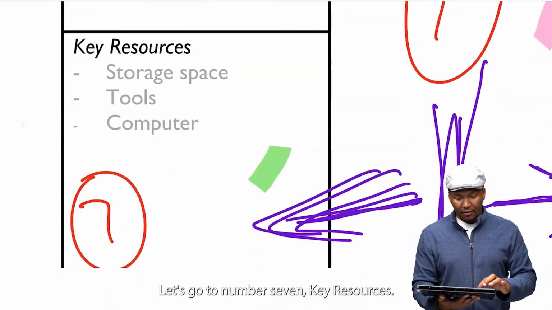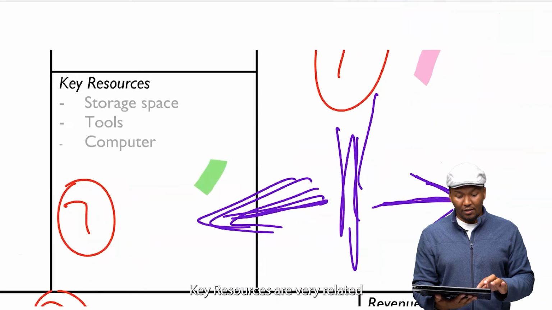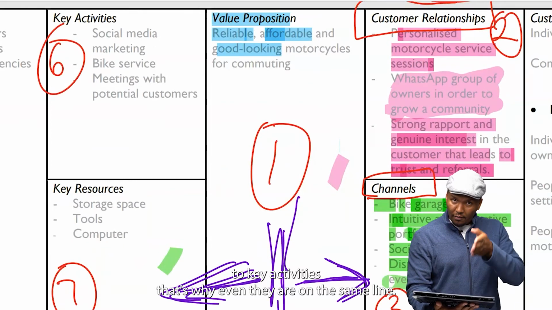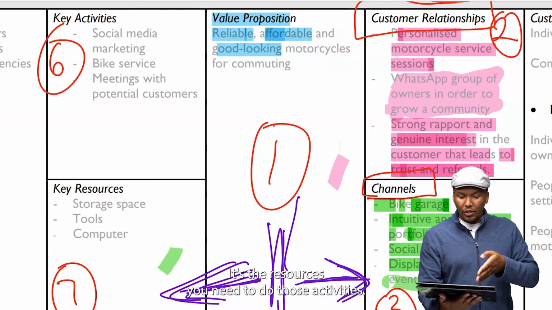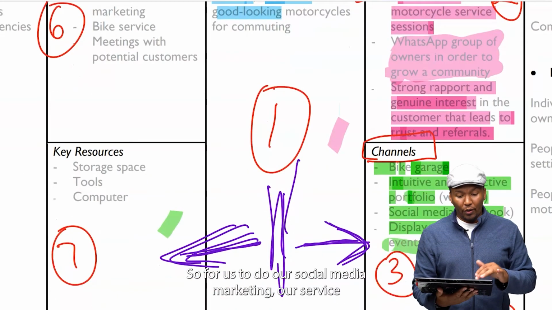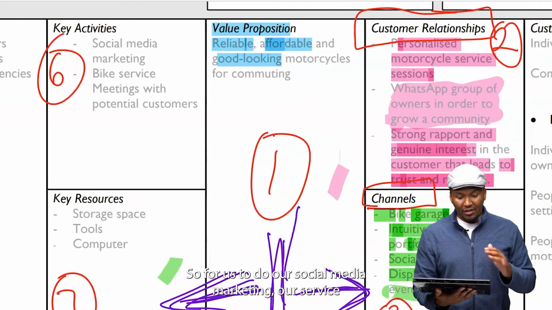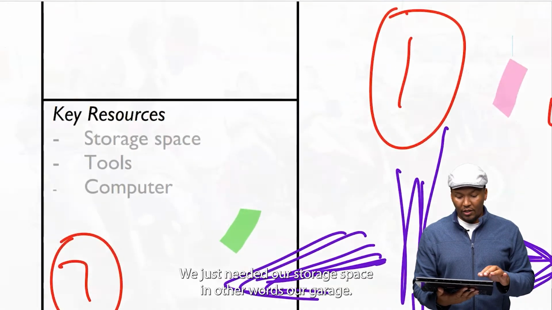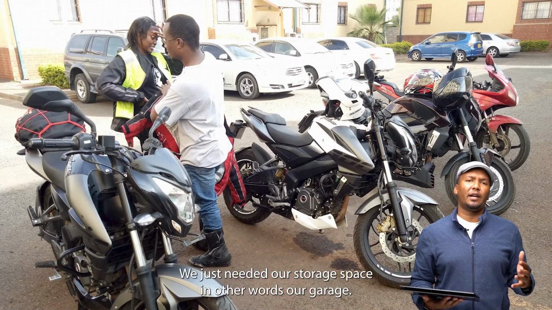Let's go to number 7, key resources. Key resources are very related to key activities. That's even why they're on the same line. It's the resources you need to do those activities. So for us to do our social media marketing, our service, and our meetings with potential customers, it was very simple. We just needed our storage space, in other words, our garage.